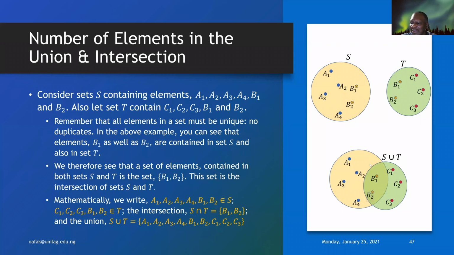So now there are 9 elements in the union, but if you want to get the total number of elements, then you have to take the 2 that we didn't count. So that is B1 and B2. So that's why you have 9 plus 2. That's how you get the 11 here. That is the formula we're talking about here.